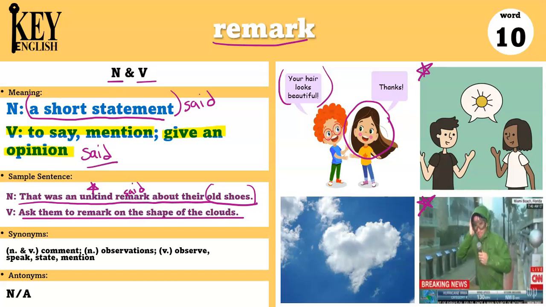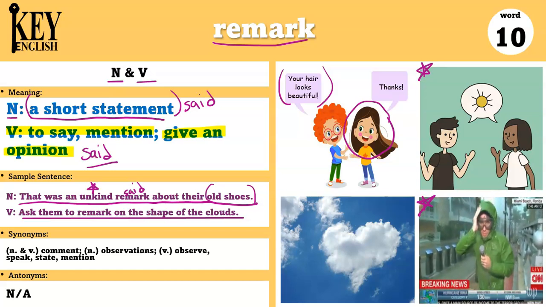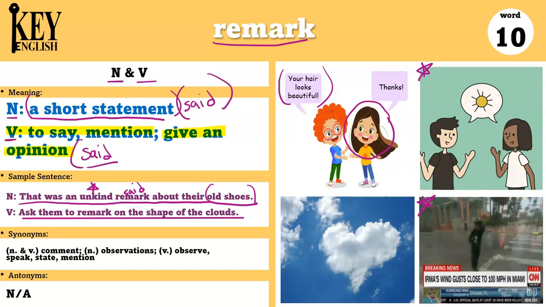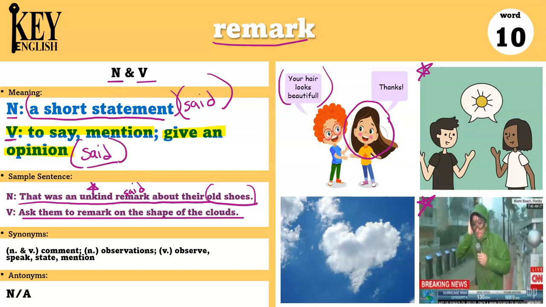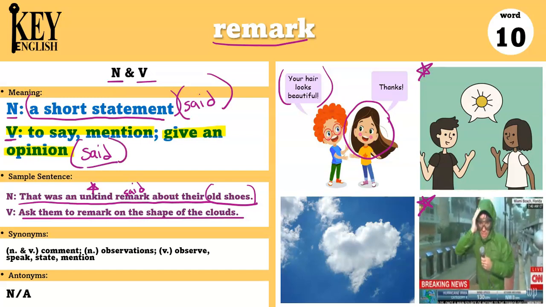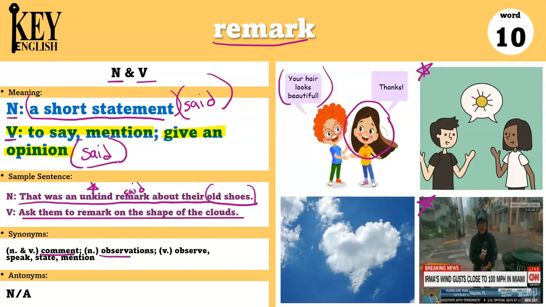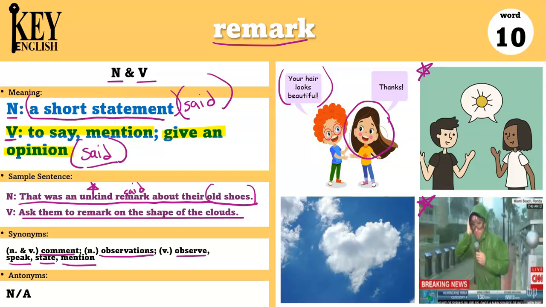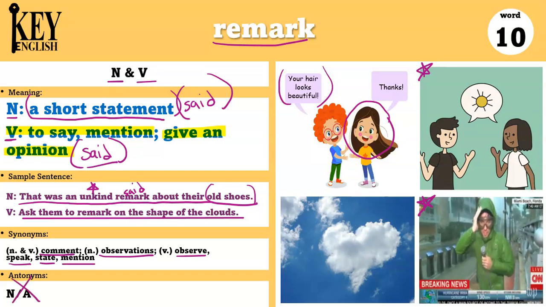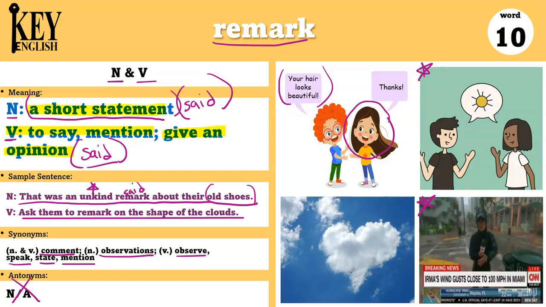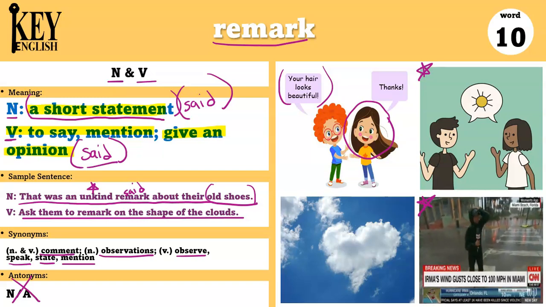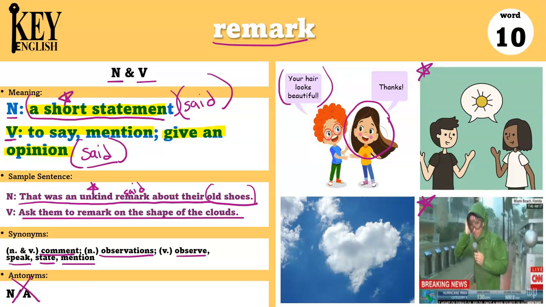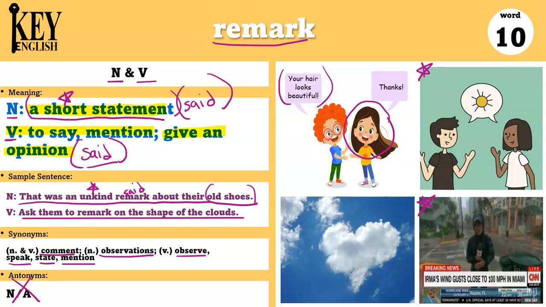So remember, when you're using remark as a noun, we are talking about the thing that was said. But when we use it as a verb, it's the action of saying something. Someone remarked. Some synonyms are comment, observations, observe, speak, state, or mention. There are no antonyms for this word. For this word remark, it's very important that we keep it short. A remark is usually a short thing that is said. Sometimes it's because you are shocked or because you are excited.